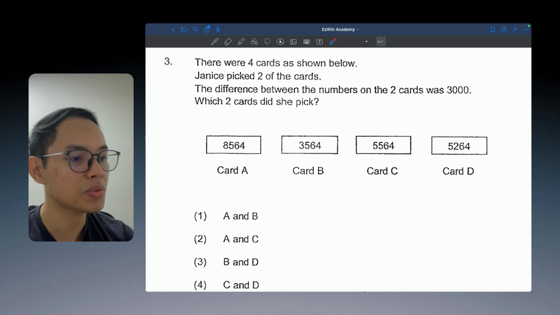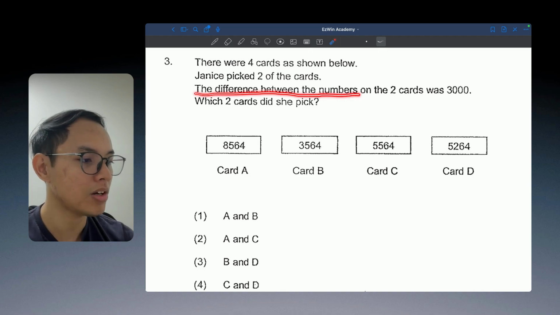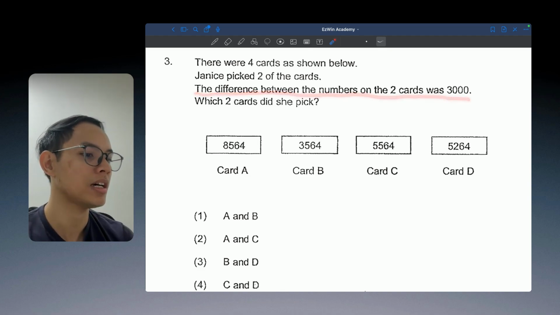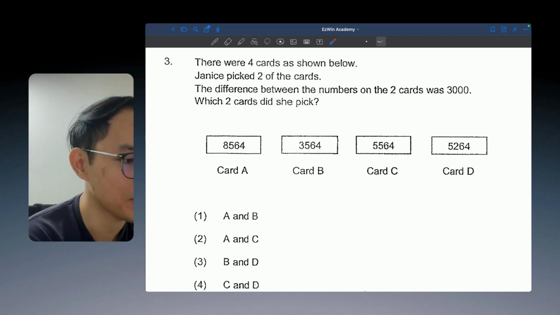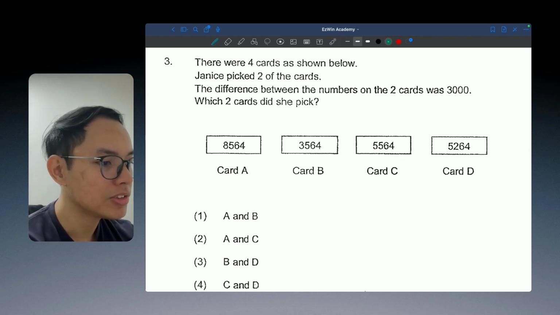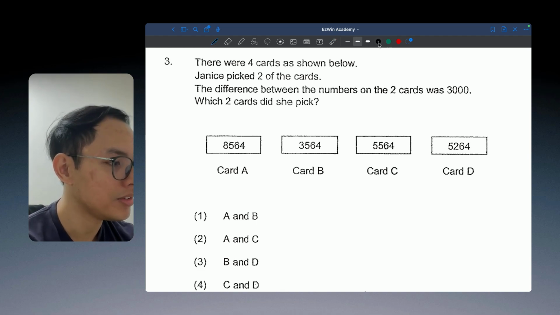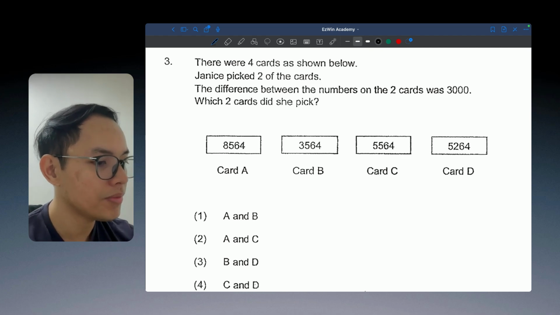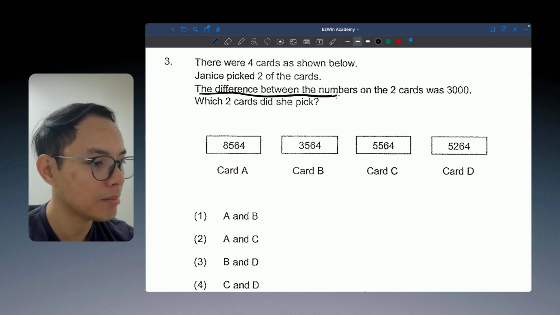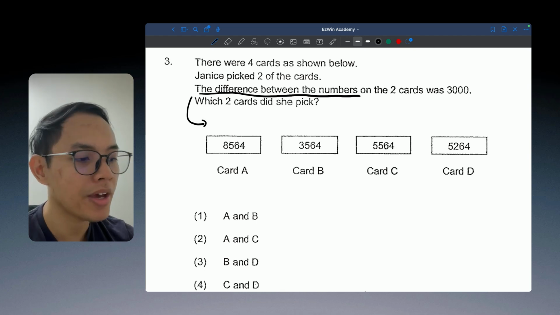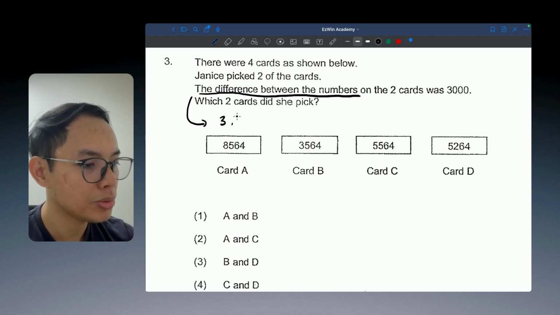Okay. Now, the next one is where we need to understand a bit more. So the difference between the numbers on the 2 cards was 3000. Okay, so what does this mean? So let's break it down on what the difference means, right? So the difference between the numbers. Okay, so what this means is essentially, let's say we have a number 3 and the number 2. So what is the difference? Difference means 3 minus 2.